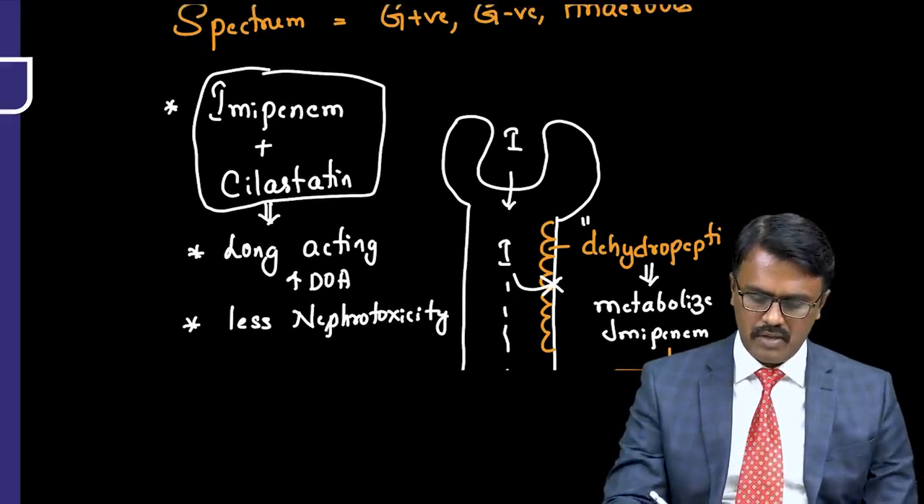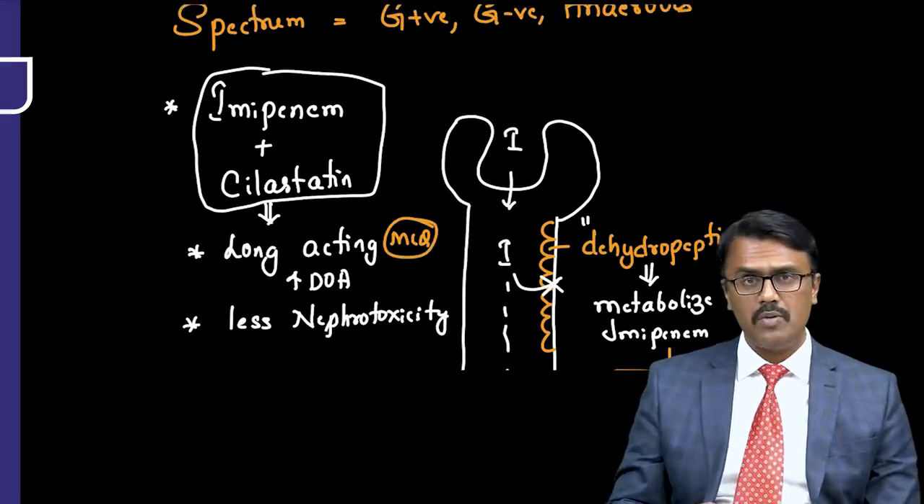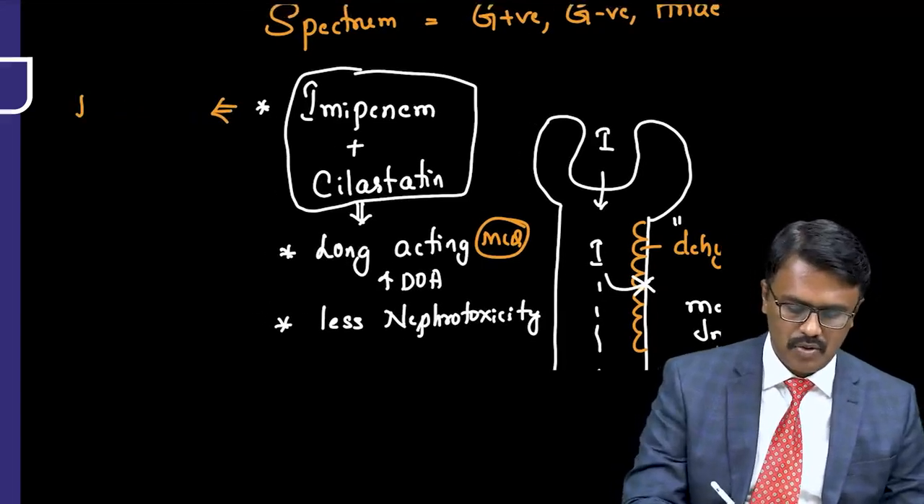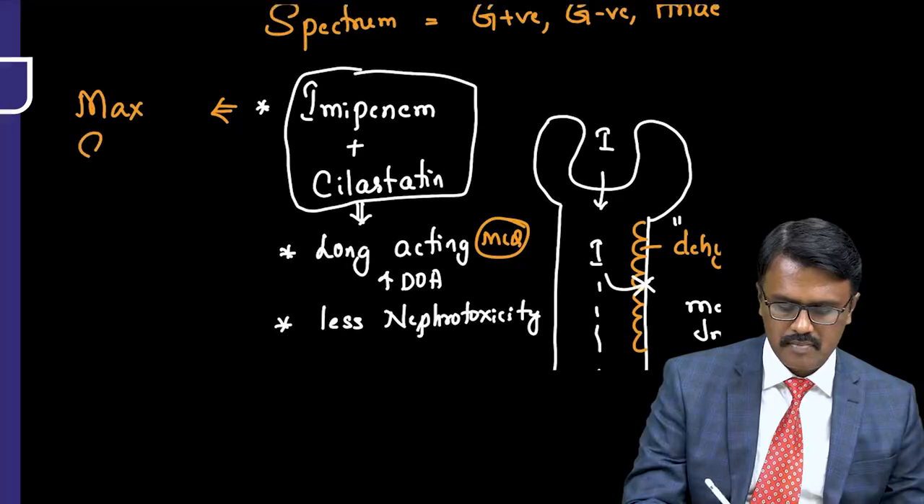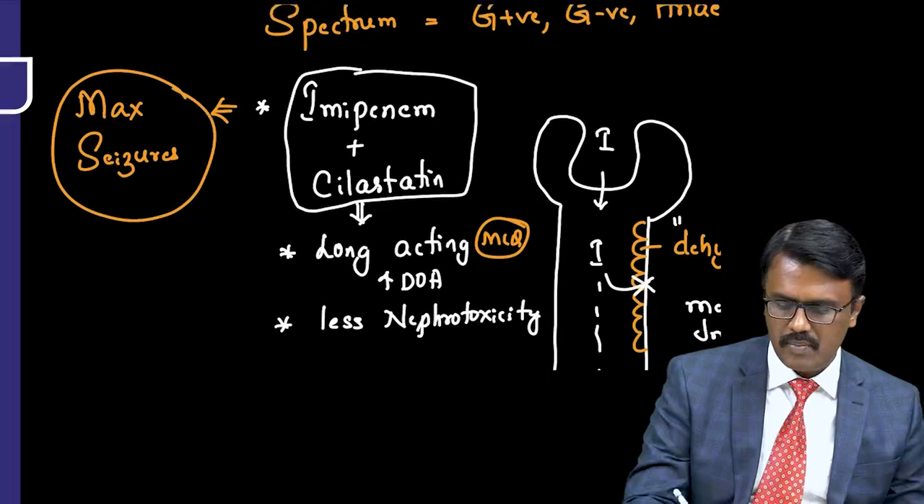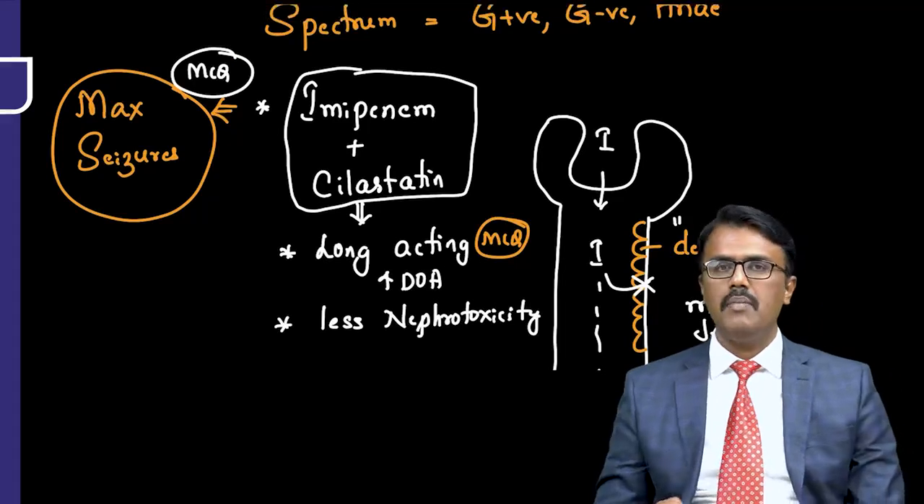Again, two questions were asked. This was asked. Now carbapenems are known to produce seizures. Among carbapenems, imipenem has shown to produce maximum seizures. So this is again a potential question. Carbapenem causing maximum seizure is imipenem.